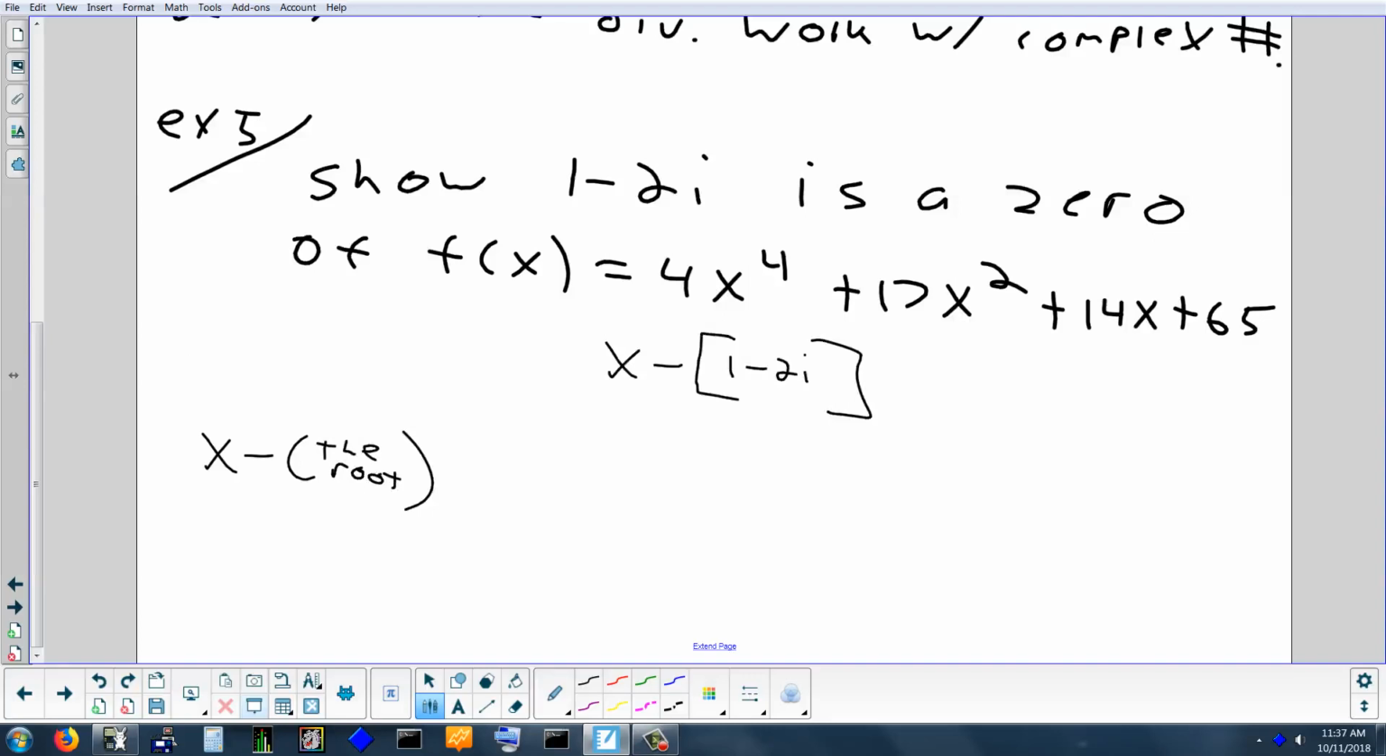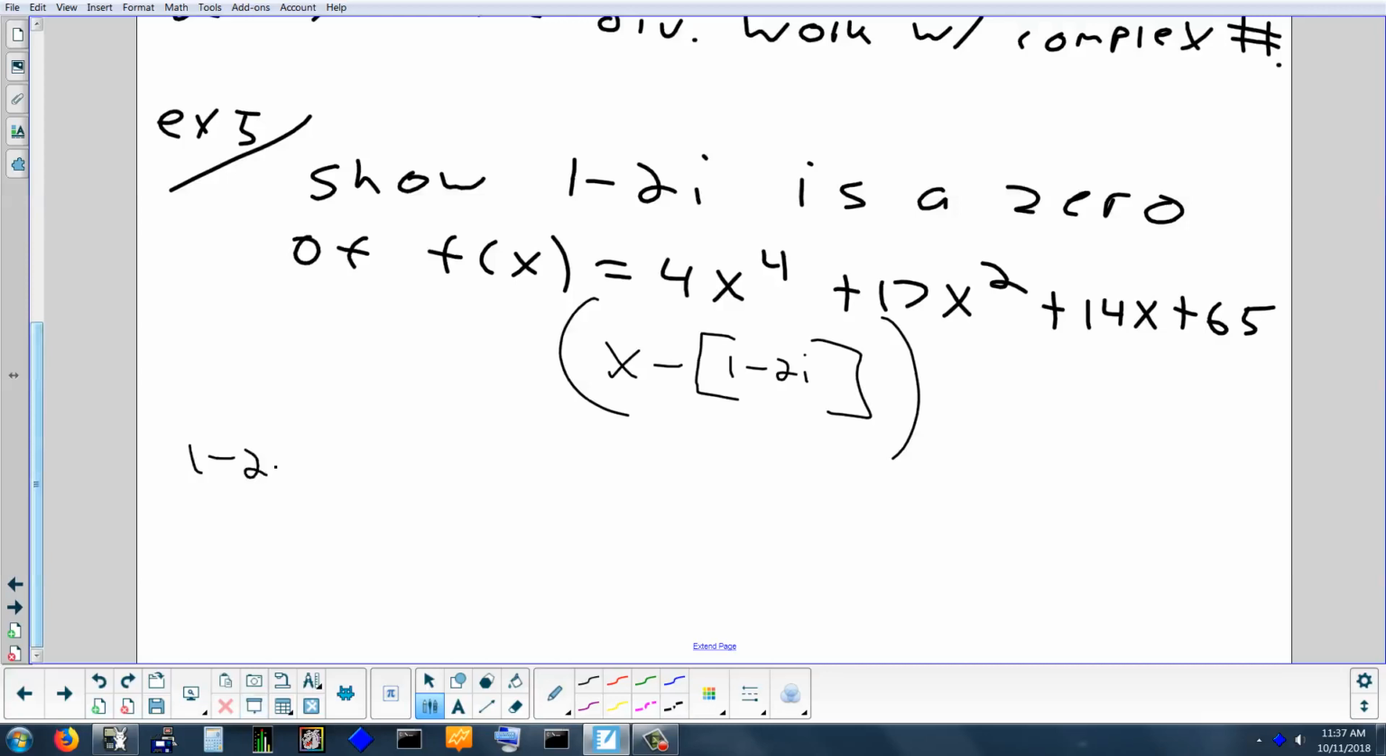And now to show that this entire thing is a factor, I'm going to divide it in using synthetic division and hope that I get a remainder of what? Yep, 0. That's the goal. So we're going to do this exactly the same way. On a test, I would probably give you one that's cubed, because 4th degree is going to take a little extra step. But let's go through it and see what happens.